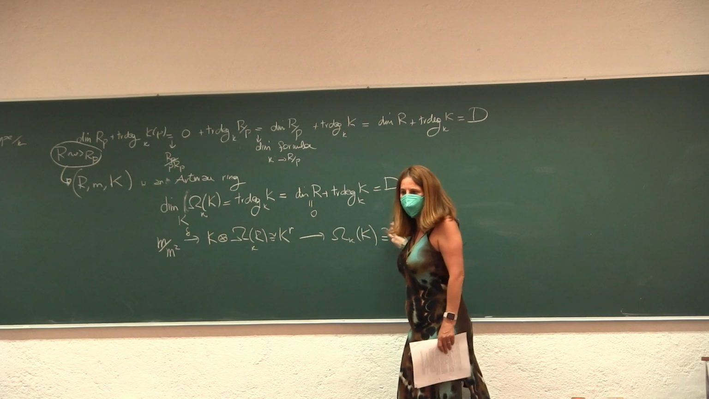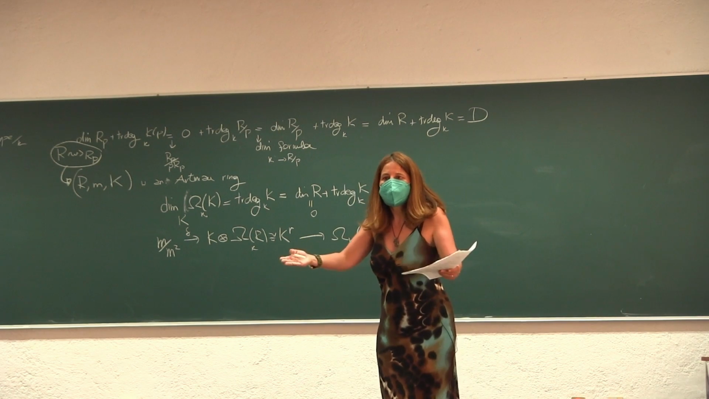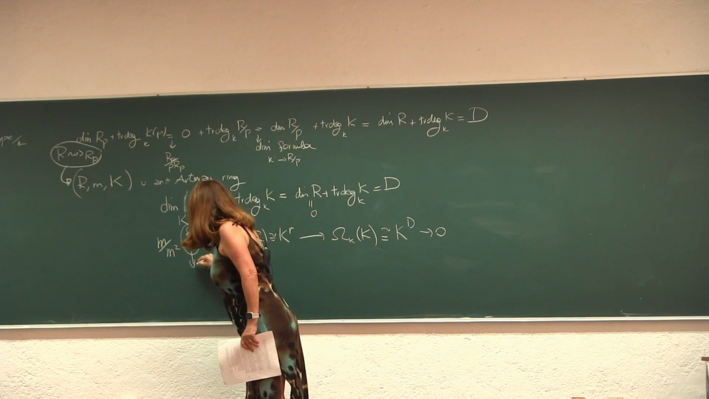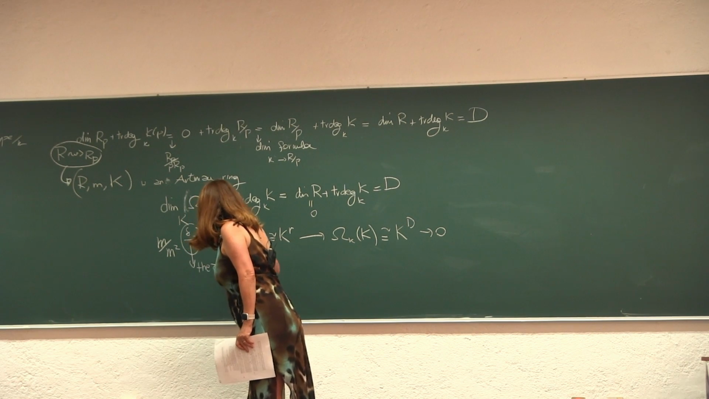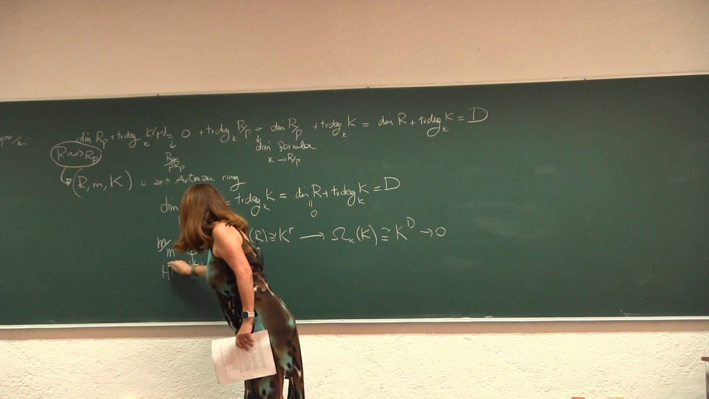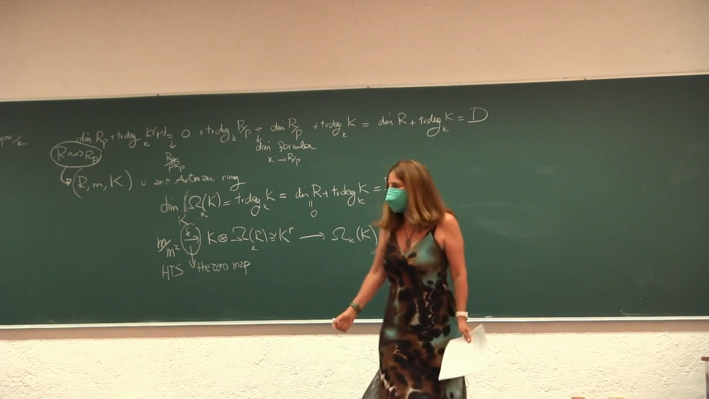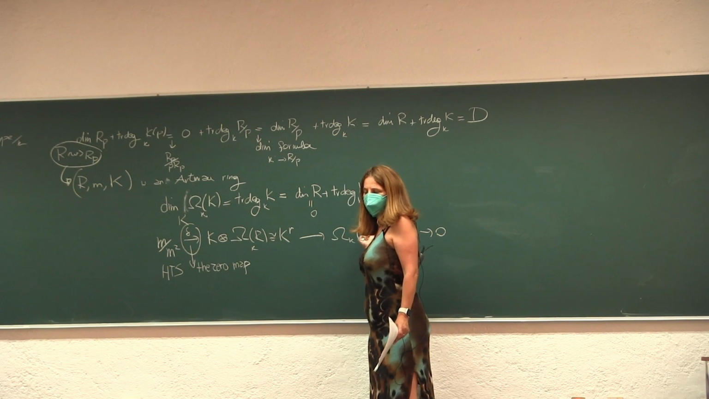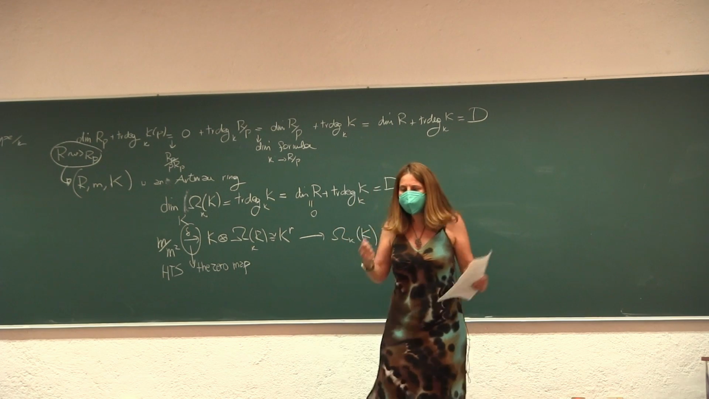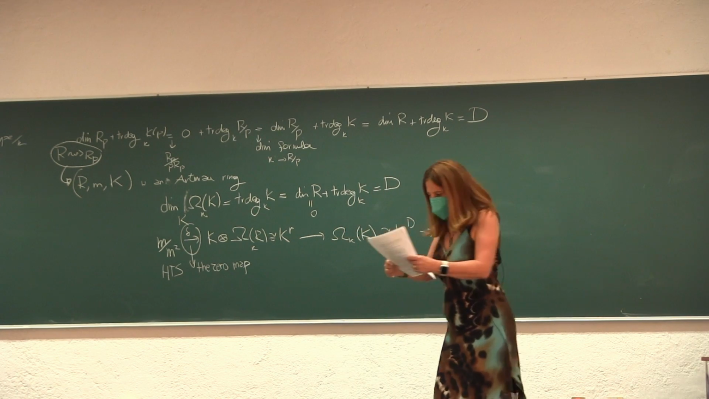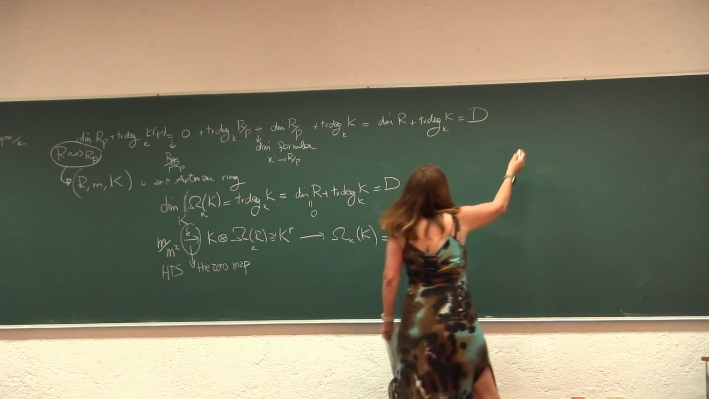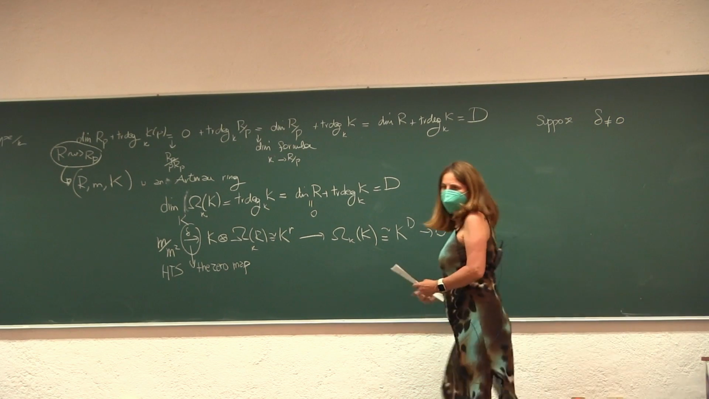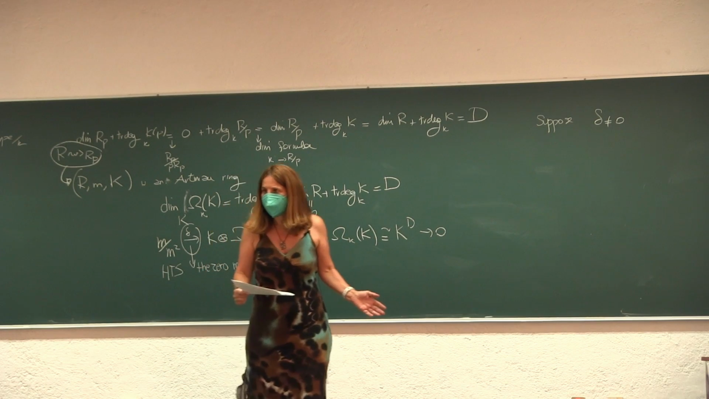I need to show that R is D. So what do I need to show, guys? What do I need to show? That this is 0. That delta is 0. I have to show that this is the 0 map. Okay? Because then the two will be isomorphic, and then R is D. So why is this the 0 map? All right? Suppose it's not. We'll get a contradiction. Okay?